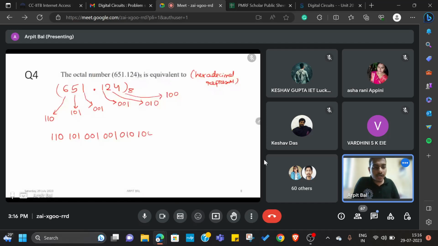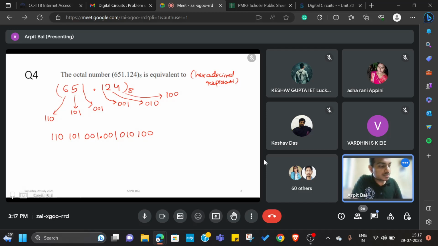Now we need to find the hexadecimal representation of this number. So we can start grouping the bits in groups of 4. As you can see, the decimal point appears after 001. So the grouping has to be done in such a way that we start from the decimal point and move towards the right if we want to group the post-decimal bits, and we move to the left of the decimal point if we want to take care of the integer part of the number.